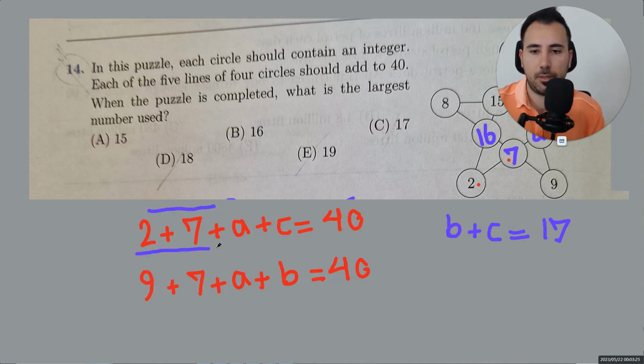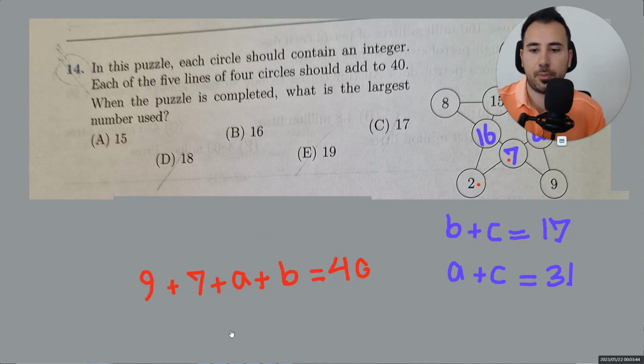Now the second one, 9 plus AC is 40. 40 minus 9 is 31. So A plus C is 31. Again, I clean this one. This is 16. 40 minus 16 is 24. So A plus B is 24.